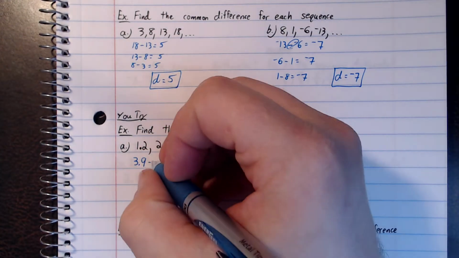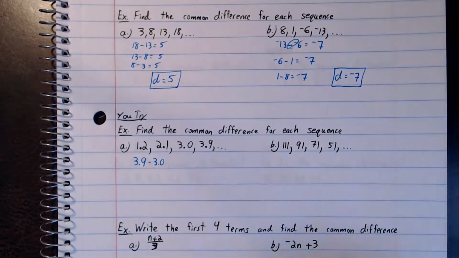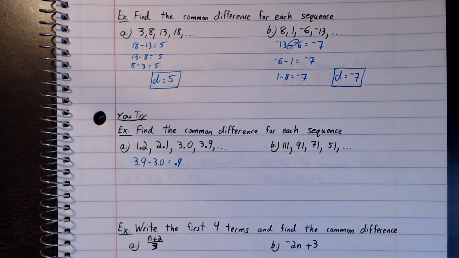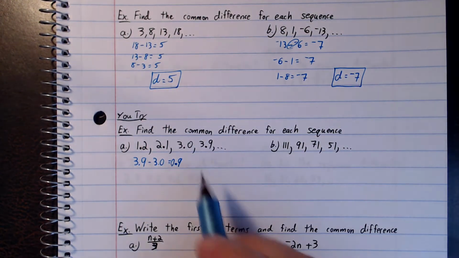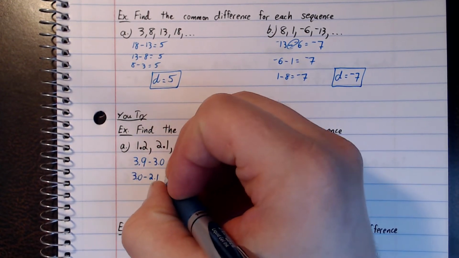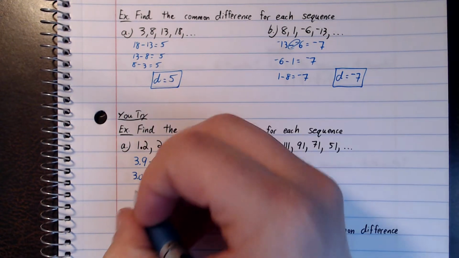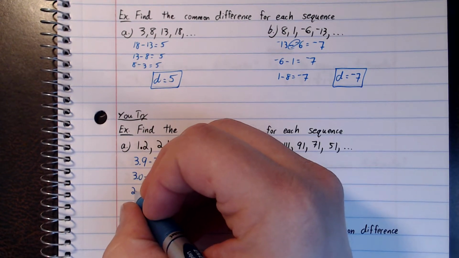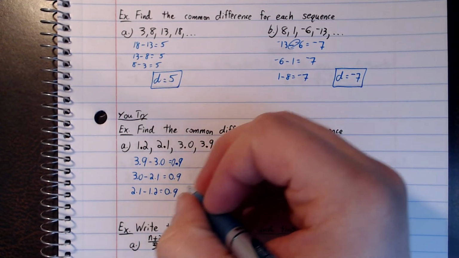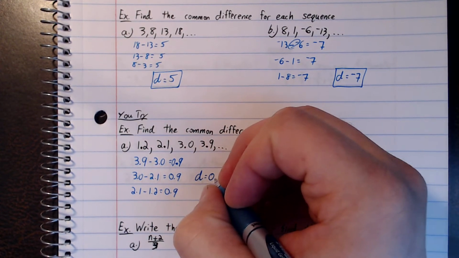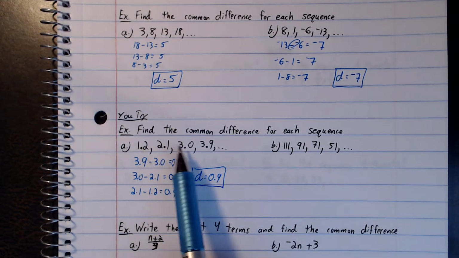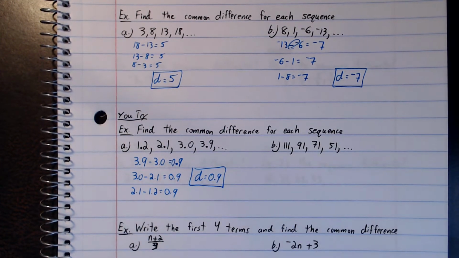3.9, I'm going to subtract 3.0. We end up with 0.9, right? And then if we do that for each of these terms, 3.0 minus 2.1, we get 0.9. 2.1 minus 1.2, again we get 0.9. So here our common difference is 0.9. I'm adding 0.9 as we go along.